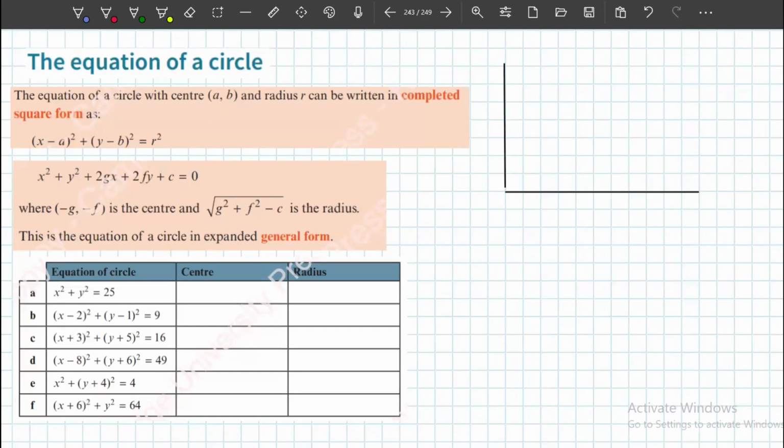In this video of coordinate geometry, we'll discuss the equation of a circle, and then how to find the center of the circle and the radius of the circle.